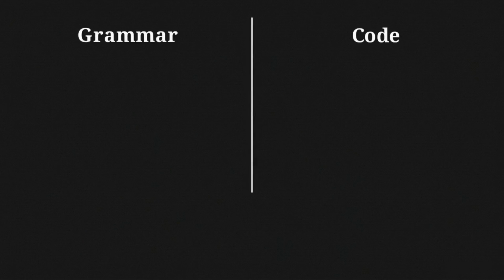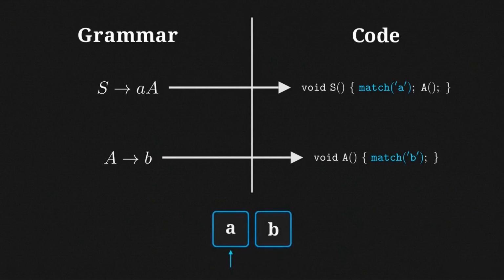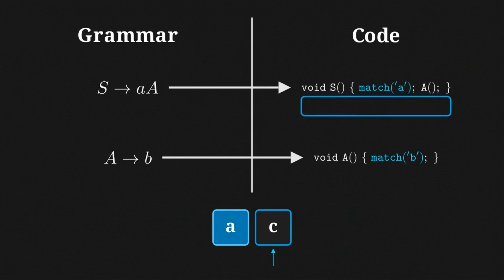This split-screen diagram shows exactly how that translation works. On the left, we have a rule where S produces AA and A produces B. On the right, we write a distinct function for S and a distinct function for A. Notice the match command. To verify an input string like AB, the parser uses this matching mechanism. The function expects the character A, checks the input, successfully verifies it, and advances its pointer to the next character.